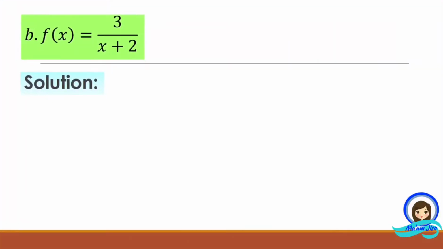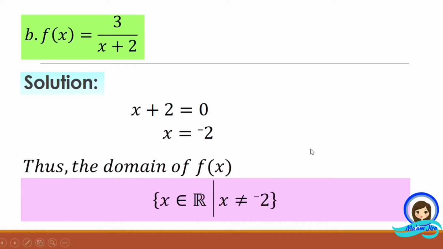Let's have our second example. f of x equals 3 over x plus 2. So first, we need to equate the denominator with 0. So, x equals -2. The domain of f of x is a set of all x's where x is an element of real numbers such that x is not equal to -2.